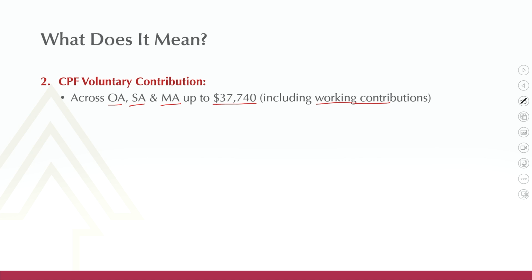This includes your working contributions. For most of us, if we are working, our employer will contribute CPF for us. So whatever the employer has contributed on our behalf will be deducted from that. Basically, if you have a monthly income of $6,000 or more, or you have a bonus of more than 5 months, more likely than not, you would have already maxed out this $37,740. Then this scheme is not open to you. For this scheme, you are only able to do it using cash. You can't do the CPF OA transfer. And any tax relief will only be for the self-employed.